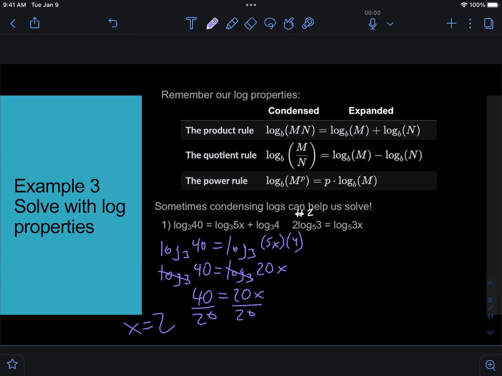All right, on the other one, this one we need to plug in first. So that 2 is going to become the exponent of the 3. And so if we rewrite that, that's going to be log base 5 of 3 squared is equal to log base 5 of 3x. All right, now we've got our matching logs. We can cancel those out. A little bit of simplifying, right? 3 squared is 9 is equal to 3x. And now we can divide both sides by 3 and get x equals 3.